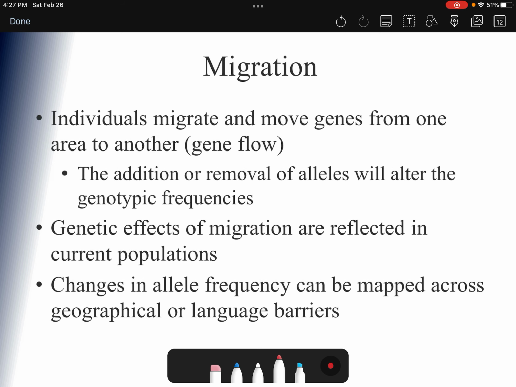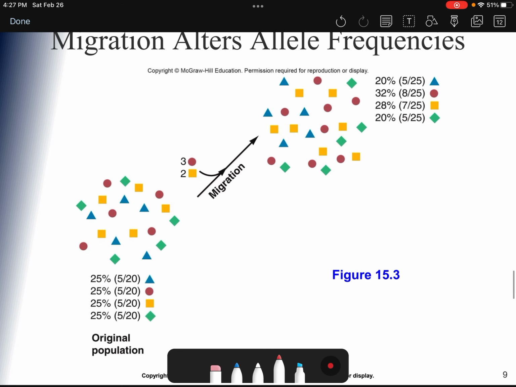Migration, again, that's movement of individuals from one population to another, okay? So you're moving your genes from one area to another. Sometimes it's known as gene flow. Well, what you're doing then is you're adding or removing alleles, and then that can alter the genotypic frequencies in those populations. And we can map that across geographical areas, language areas as well. Again, let's say that these two individuals migrated, you would see over time then, if they brought their alleles with them, that those alleles would increase in that population.